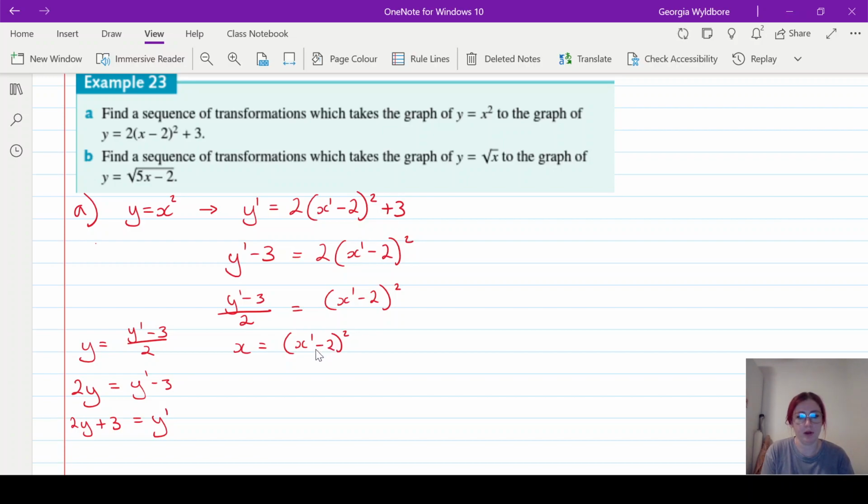Similarly, I made a mistake here. The x is just going to be equal to x dash minus 2 because our function was x squared. So we're just trying to work out what the x equaled. So rearranging to give us x dash, we would just have x plus 2 equals our x dash here.